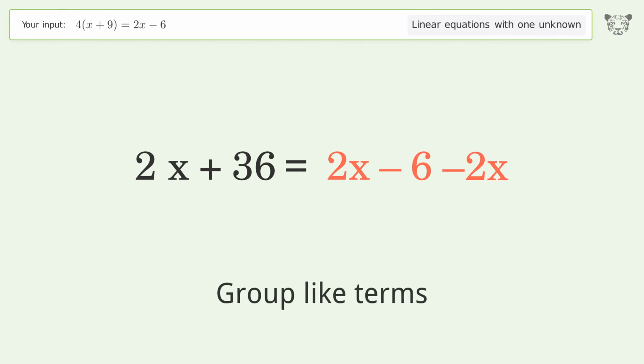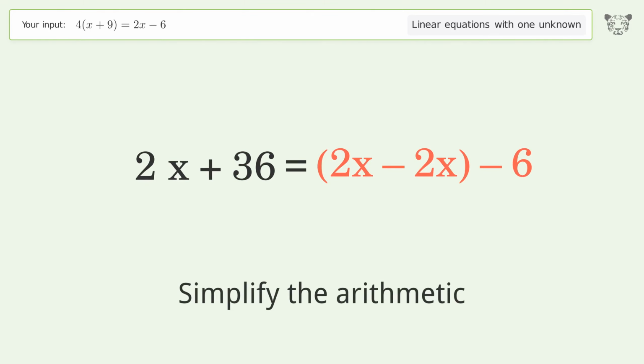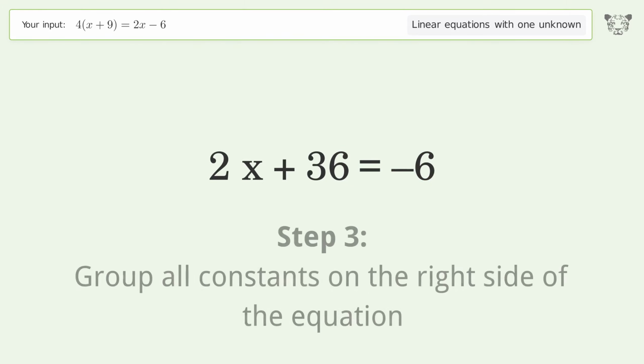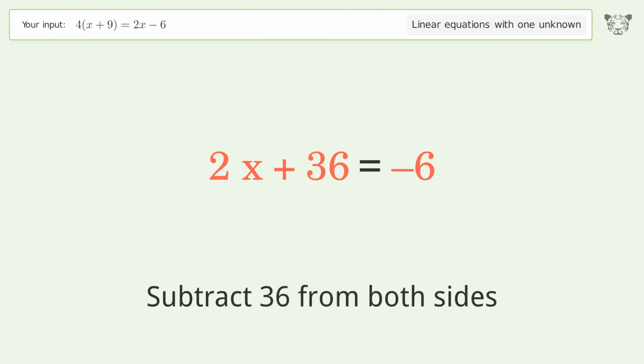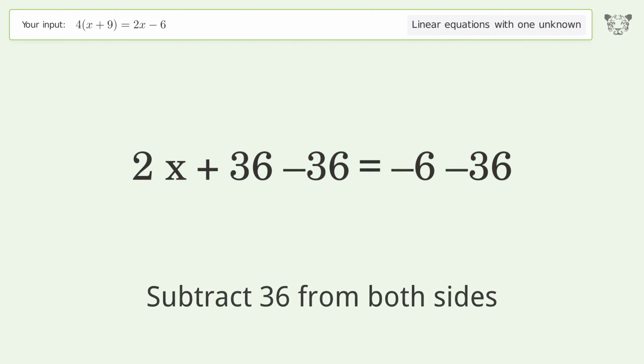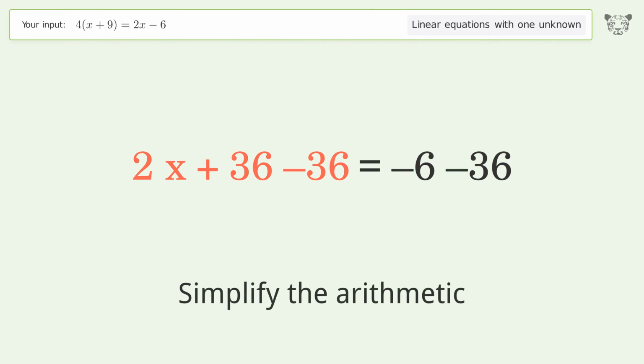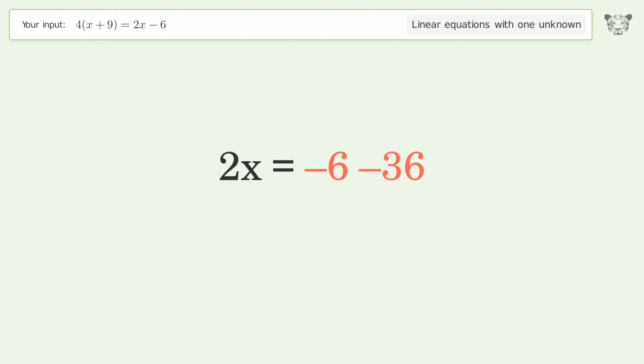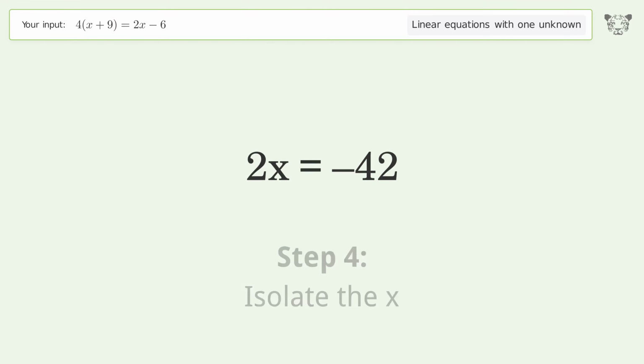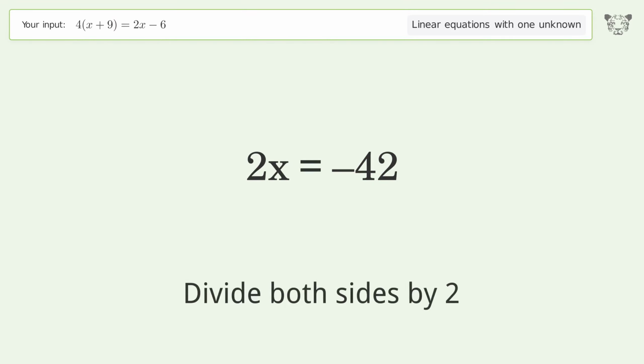Group like terms. Simplify the arithmetic. Group all constants on the right side of the equation. Subtract 36 from both sides. Simplify the arithmetic. Isolate the x. Divide both sides by 2.